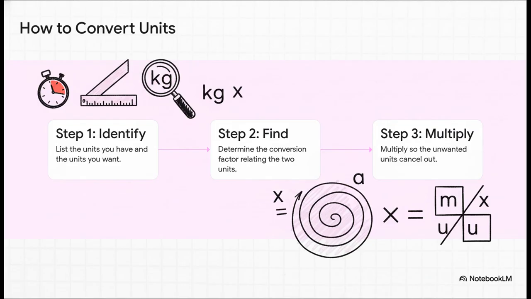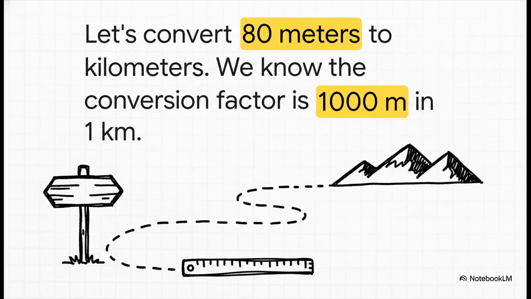First, you just figure out what unit you have and what unit you want. Step 2, you find the conversion factor that connects them. And finally, you multiply. The real magic trick is setting up the fraction so the units you don't want anymore just cancel themselves out. All right, let's do a really quick, simple one together.